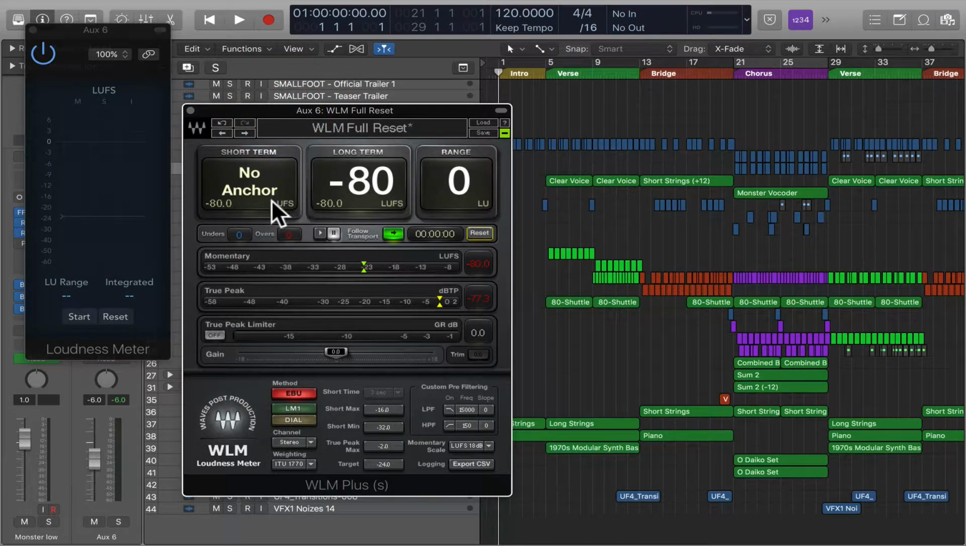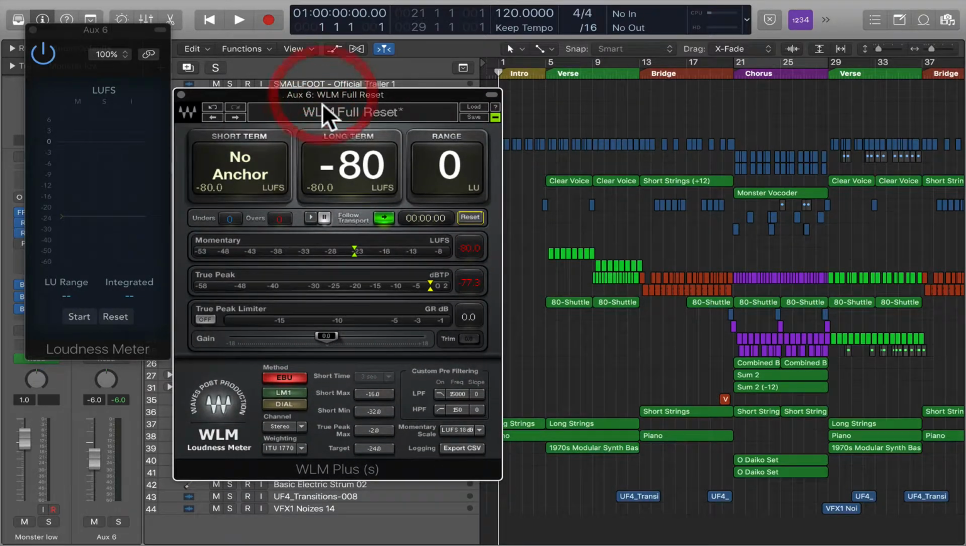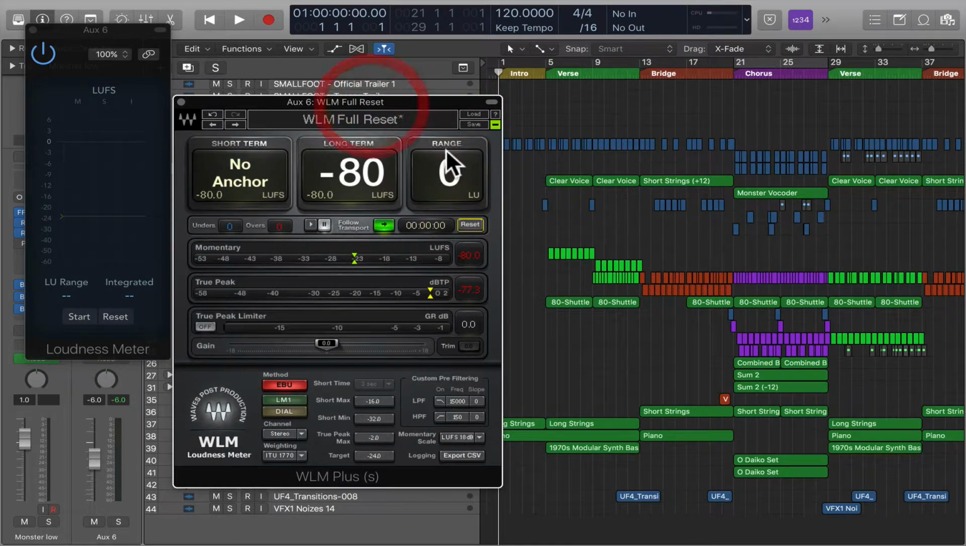There's a short-term which can be helpful in showing you how loud it is right now. But what you're looking for is from start to finish of this song, what is the overall average loudness? And that's the number you're looking for because there are these complex machines that measure this with algorithms. So you want it to meet that as closely as possible. So what you do is you play from beginning to end.